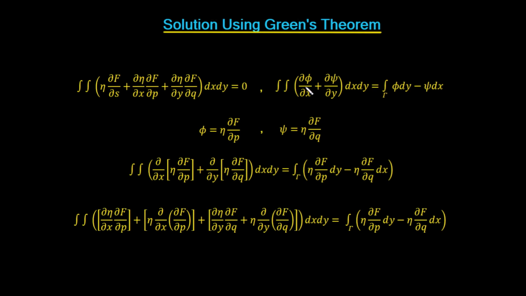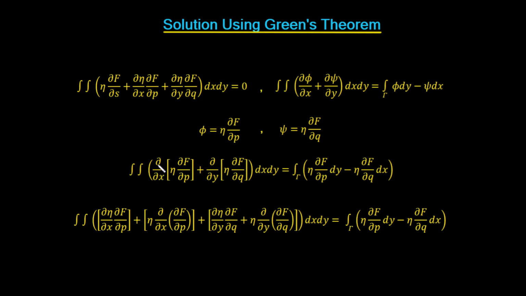Now the left hand side here is going to be a partial by partial x over phi. So that's partial by partial x over phi, which is our eta partial f by partial p. And our partial by partial y of psi, well, we're going to have our partial by partial y here, and our psi is going to be our eta partial f by partial q, and that's all by dx dy. Now what we're going to do is differentiate out these terms here.